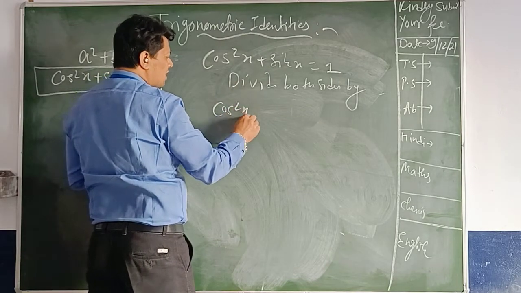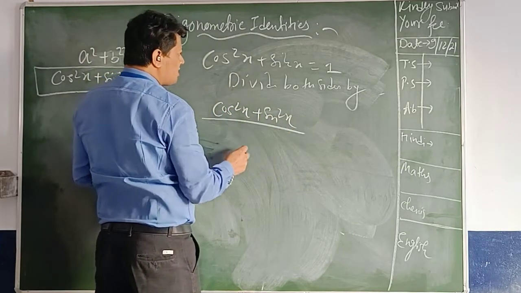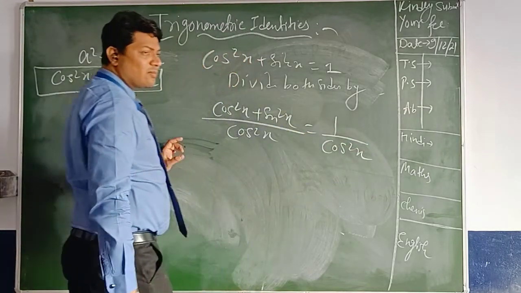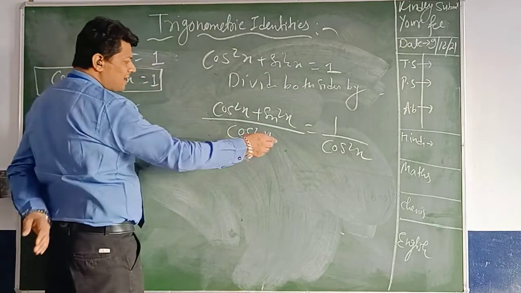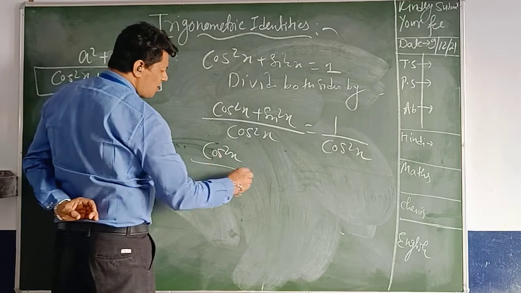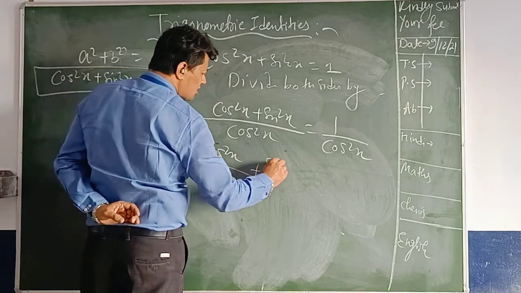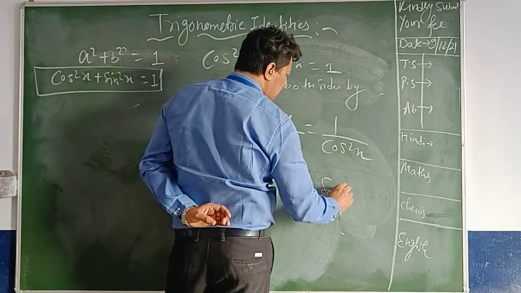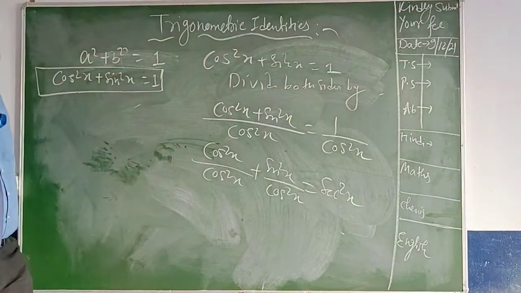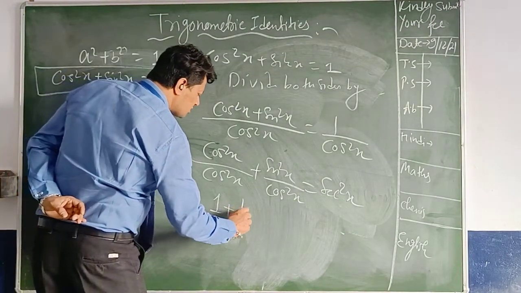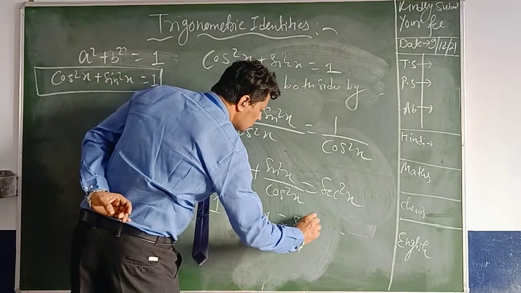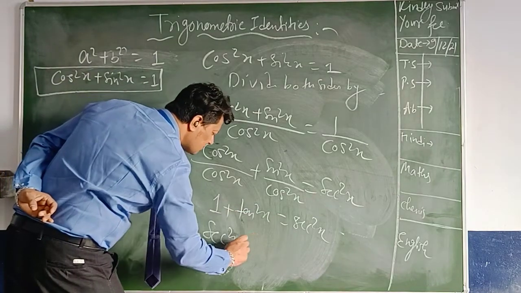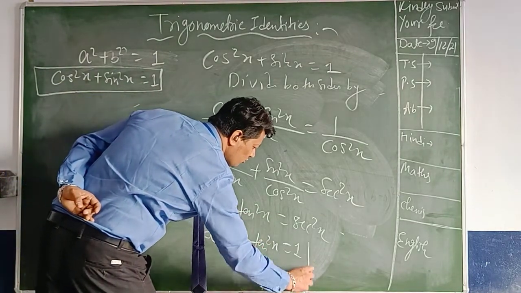So we will get cos square x plus sin square x divided by cos square x equals 1 upon cos square x. Getting my point? Now separate it. After separation, cos square x upon cos square x plus sin square x upon cos square x equals sec square x. Is it clear? Now what happened? 1 plus tan square x equals sec square x. Is it clear? Now what will we write? Sec square x minus tan square x equals 1. Write it.